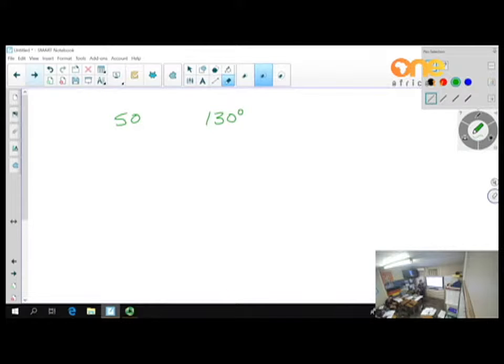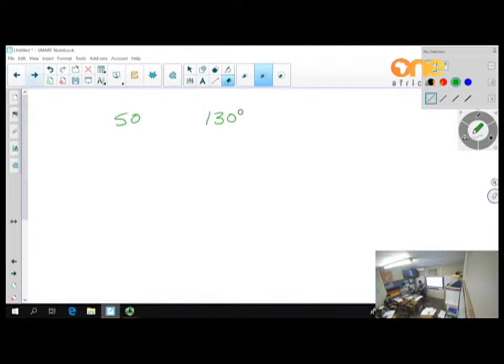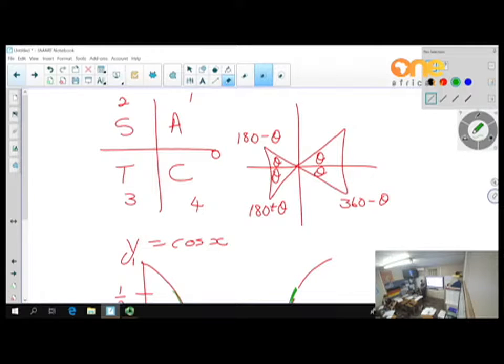Okay, then find the two values when this is negative. Now again, where will it be negative? In quadrant 3 and 4, isn't it? So how do we get this angle? 180 plus 50, and that one 360 minus 50. So what will that be? 180 plus 50 is 230, and 310 degrees. We're working with CAST.